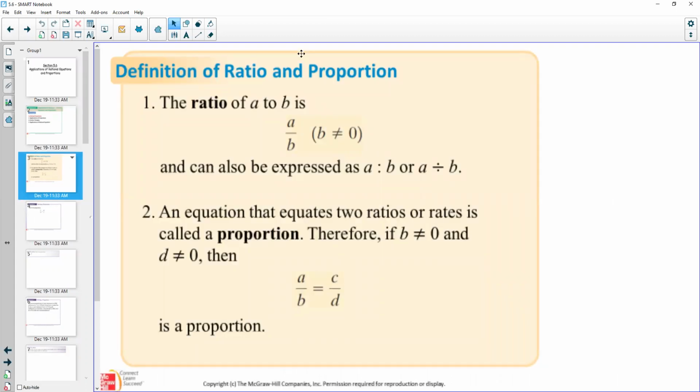When something's in a ratio A to B, you can think of it as a fraction. A to B is the same as A over B, or you can write it as a ratio or a division, okay? An equation that equates two ratios is called a proportion. So what a proportion says is that this ratio is equivalent to this ratio. A over B is equivalent to C over D, two equivalent ratios.